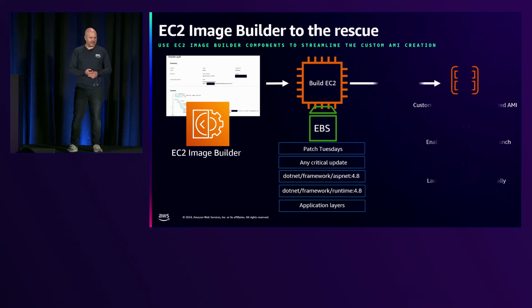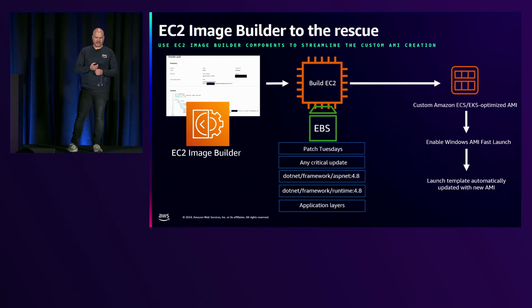So what happens is at the end of the pipeline, you end up with a custom EKS or ECS optimized AMI with the pre-cache layers we spoke about available on the host disk already. You can enable fast launch to improve the EC2 instance's startup time, and we'll dive into that a bit further on in the presentation.